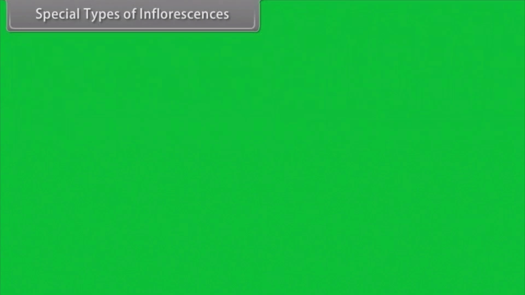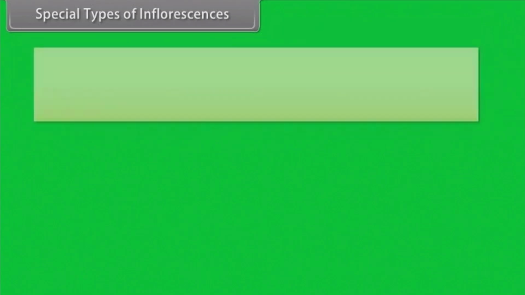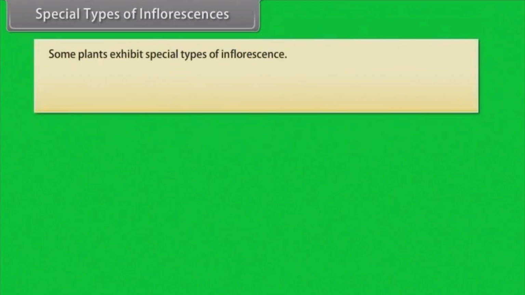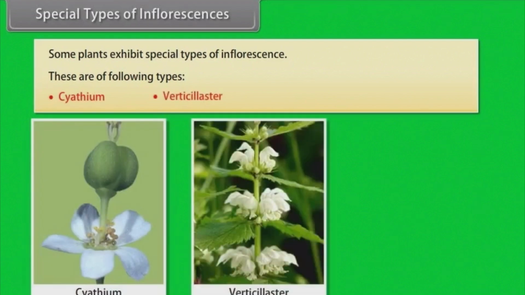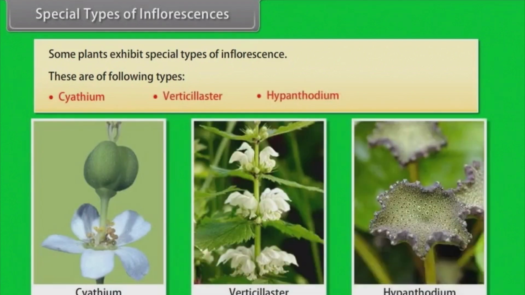Special types of inflorescences. Some plants exhibit special types of inflorescence. These are of following types: cyathium, verticillaster, hypanthodium.